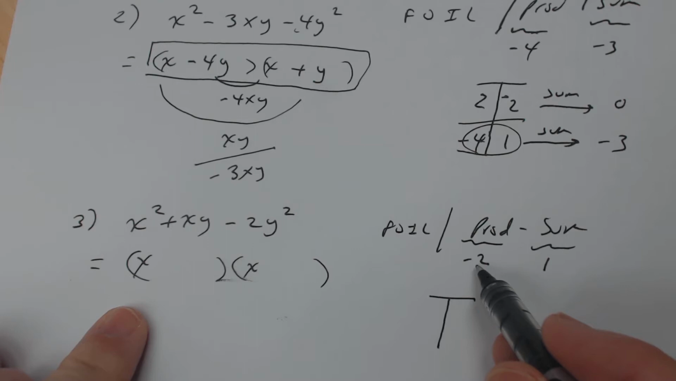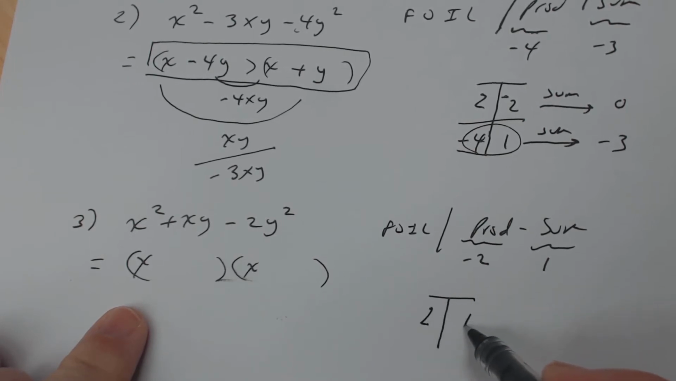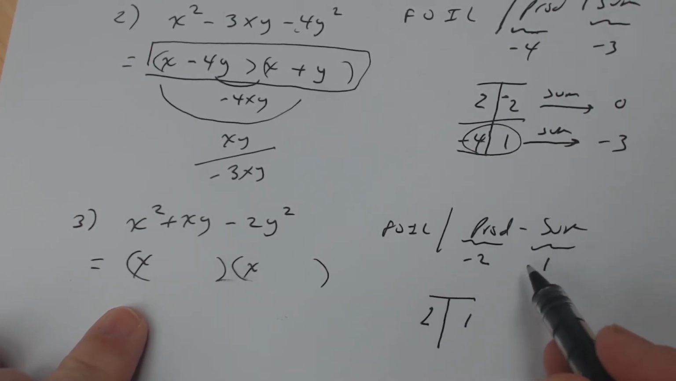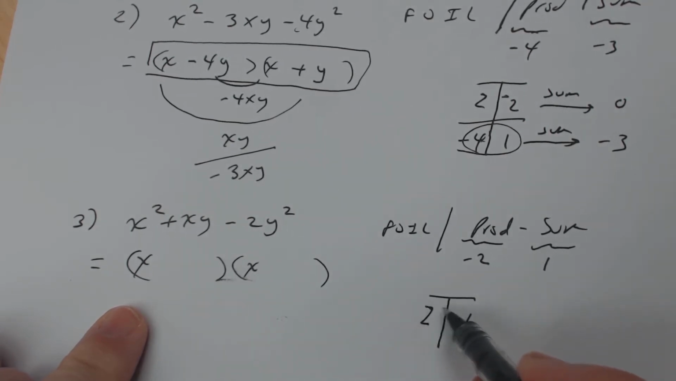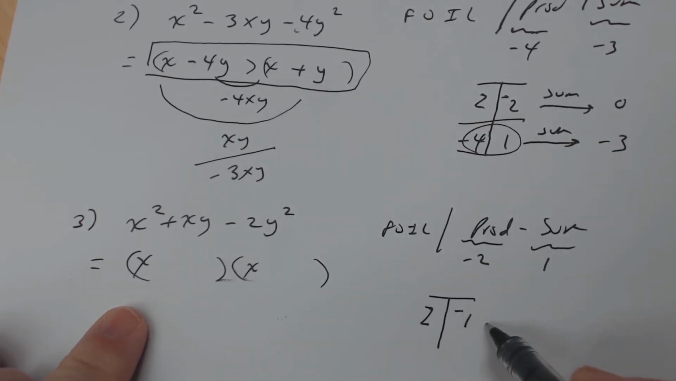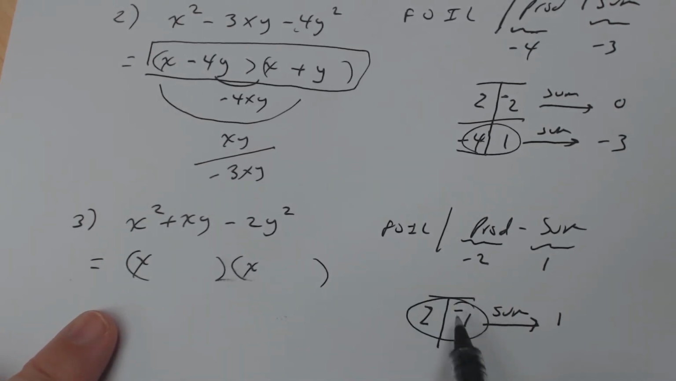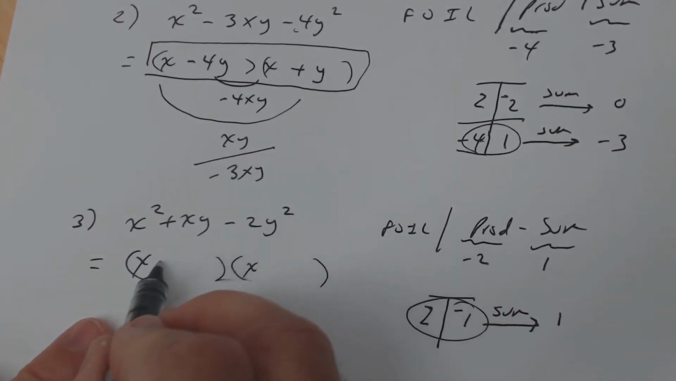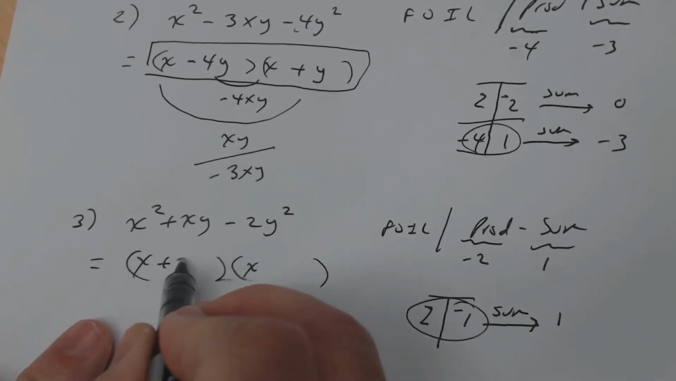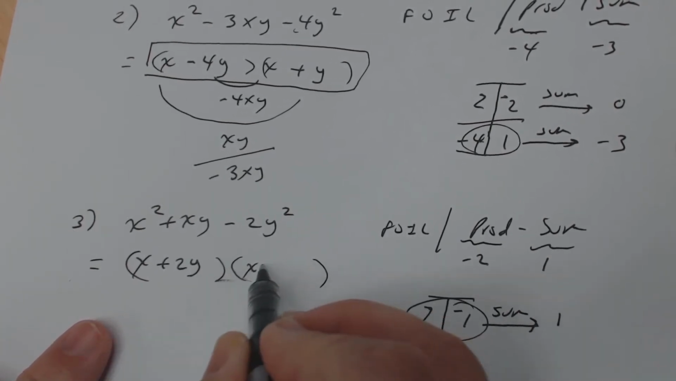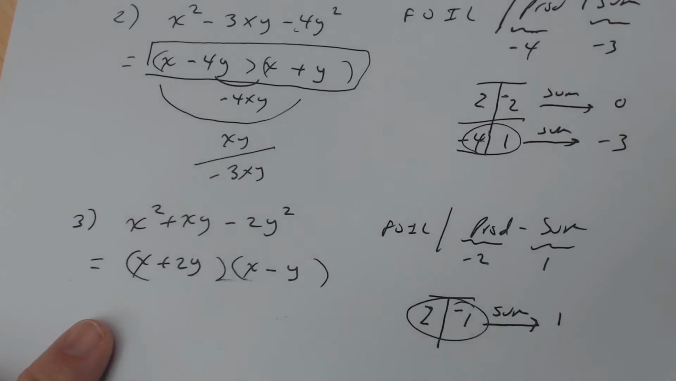So I've got to come up with two numbers whose product is negative 2 and whose sum is 1. So remember, since the product is negative, one has to be positive, one has to be negative. And since I want the sum to be positive, that means 2 has to be positive, 1 has to be negative, because when you think about it, a positive 2 and a negative 1 is a positive 1. Alright, so I found my numbers. That's going to go here. So you can say x plus 2y times x minus y. Alright, so minus 1y or just y.